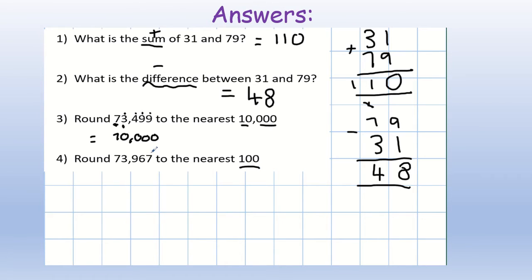And question 4 asks to round to the nearest 100. So ones, tens, hundreds. This time you're looking at your tens column. Does 6 round down or round up? Excellent, 6 rounds up, but we can't have a 10 here, can we? So it will go up a column, making your answer 74,000. I hope you remembered how to do that because we haven't rounded numbers for a while. Excellent work if you did. Keep it up.